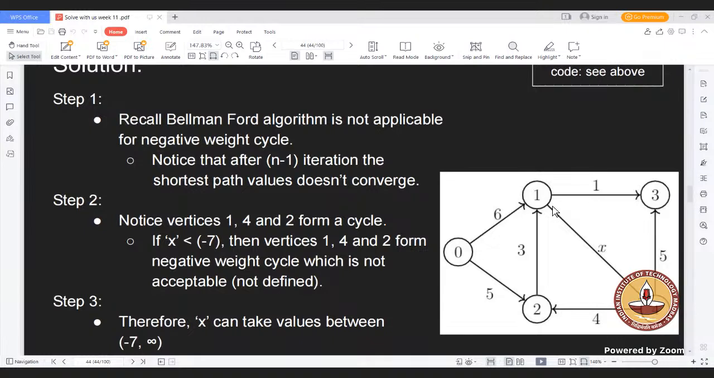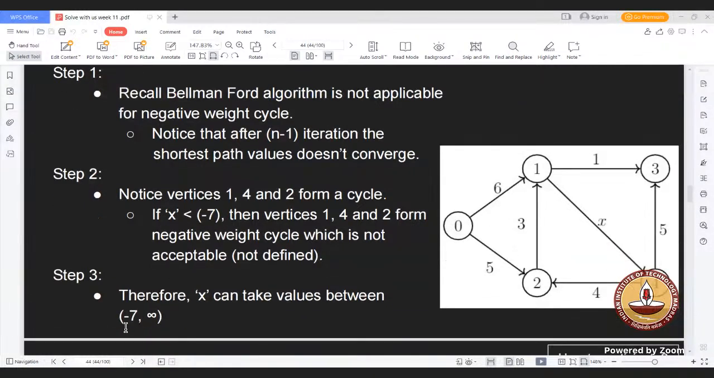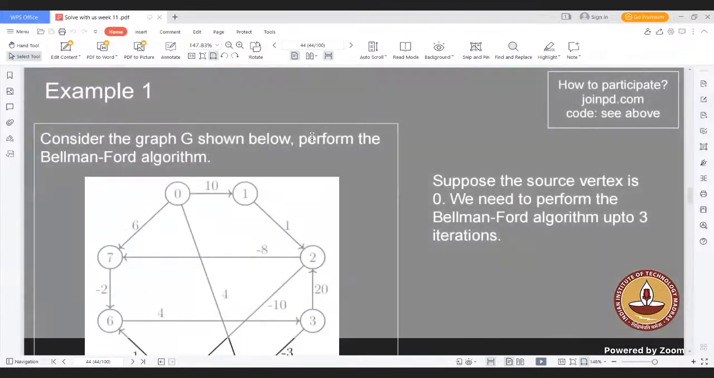Okay. So this should be greater than minus 7, so the possible values can be minus 7 to infinity. That is the correct answer in this case. And what this means is, if there is a negative cycle, the nth iteration will not be the same as the n minus 1th iteration. We'll see what that is right now.